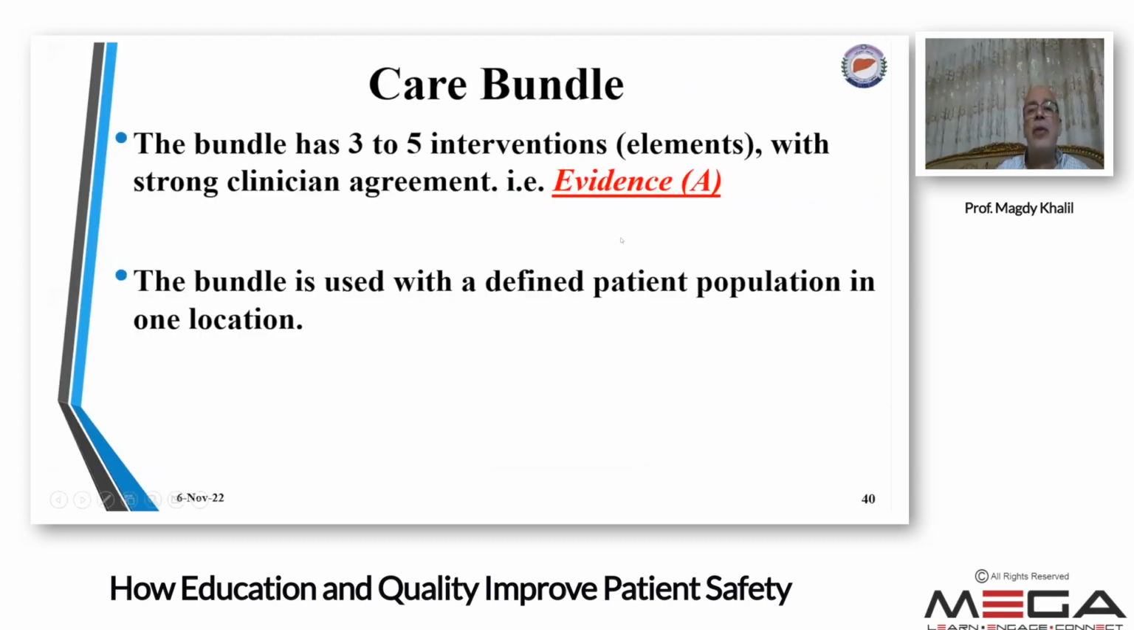The IOM solved this problem by inventing the care bundle in 1981. There is no need to remember by heart all the guidelines, which are 15 points, for example, but take something with a care bundle: 3 to 5 interventions with strong clinical evidence, should be evidence A, not B. These 3 to 5 interventions are to be written and scheduled according to the situation of the theater. So I have my own care bundles, John has his own care bundles in his ICU, and so on. And this bundle is used to define a patient population or location.